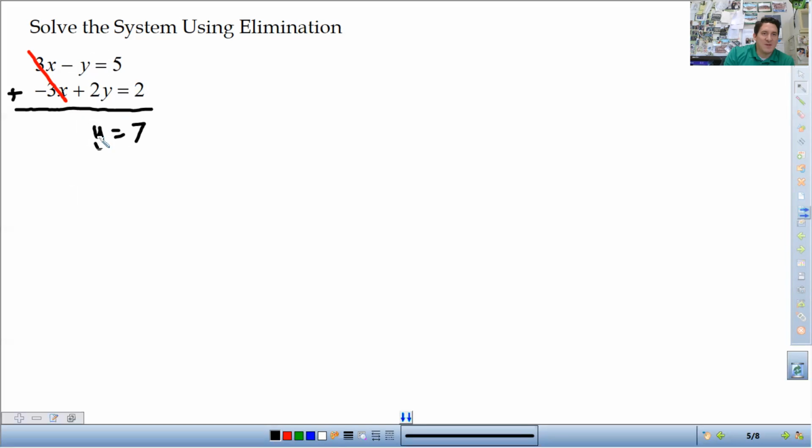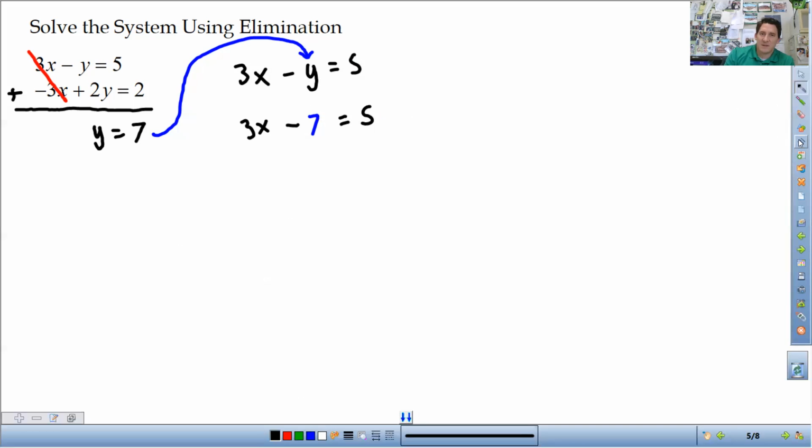I need to substitute the 7 in one of the equations. I'm going to use the one on the top this time because that one just looks easier to me. Again, it is up to you what you want to do. So what I'm going to do is take the y equals 7. That's going to go in for y here. So the y is 7. So it's 3x minus 7 is equal to 5.